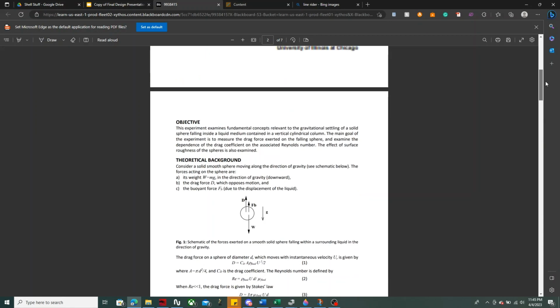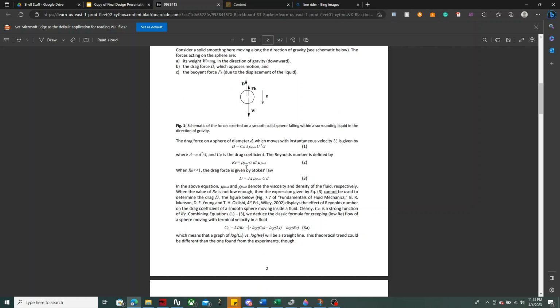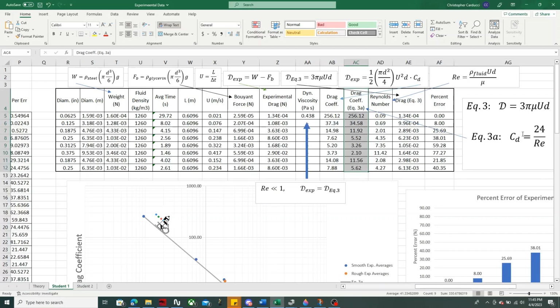So Stokes flow or creeping flow is when Reynolds number is much less than 1, and you can use this equation. Essentially, a lot of math happens, but you can relate the coefficient of drag to the Reynolds number through a very simple equation, 24 divided by the Reynolds number. Okay. You don't have to do this one. In fact, here, you know what? There, it's grayed out. You don't have to do this, but I just put it there for illustration. Okay.